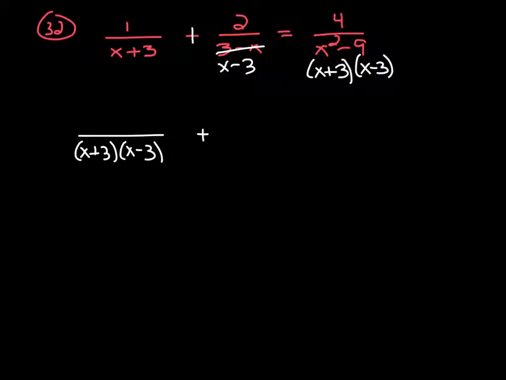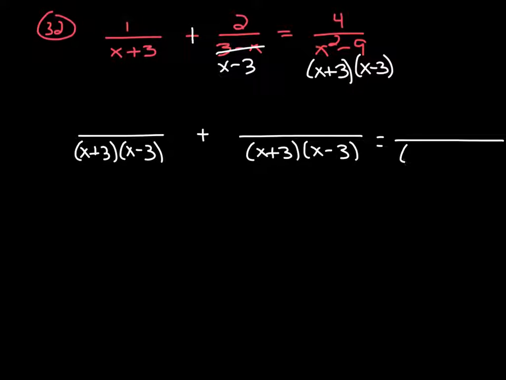So let's just bring all this down. Okay, so our first fraction has the x plus 3 in the denominator. It's missing this x minus 3. So let's multiply top and bottom by x minus 3.